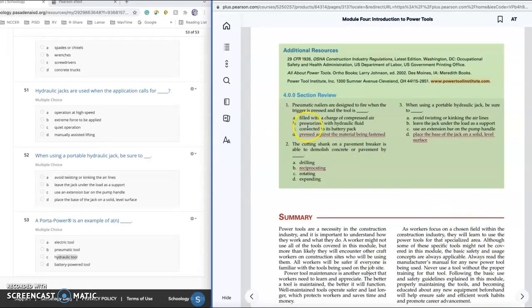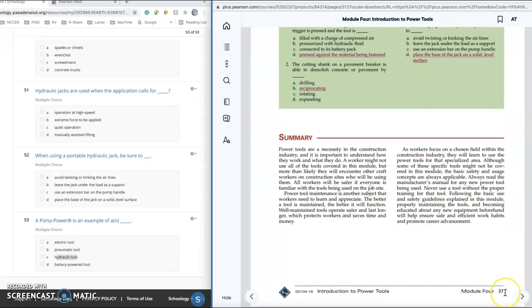So, the final review. Pneumatic nailers are designed to fire when the trigger is pressed and the tool is pressed against the material being fastened. The cutting shank on a pavement breaker is able to demolish concrete or pavement by reciprocating, going up and down. And when using a portable hydraulic jack, be sure to place the base of the jack on a solid level surface. And that's going to do it for Module 4.